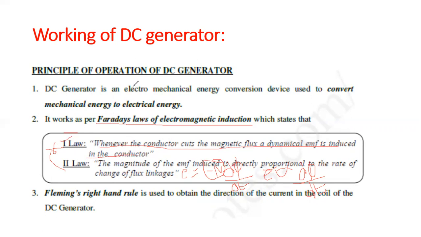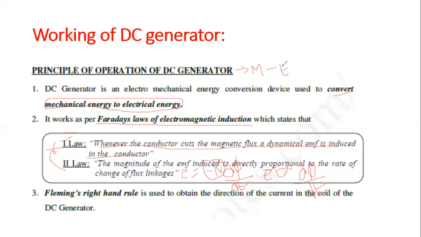The DC generator is an electromechanical energy conversion device. It is used to convert mechanical energy to electrical energy.